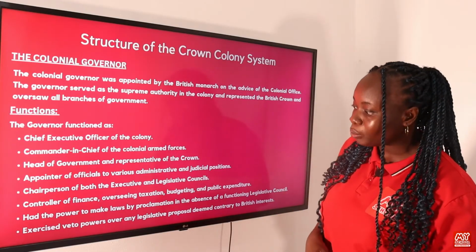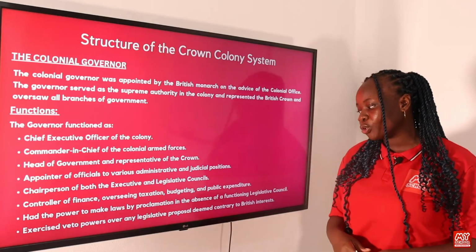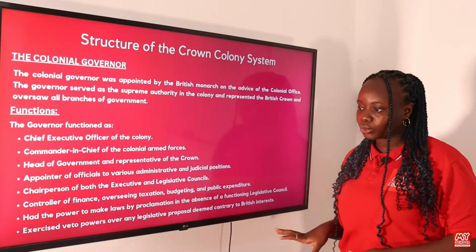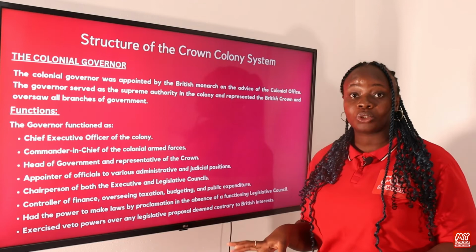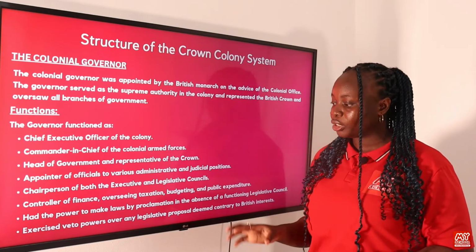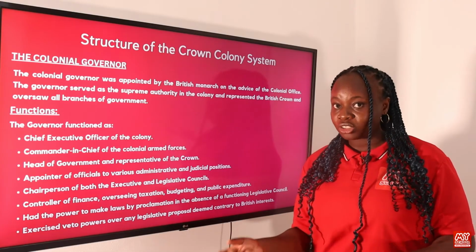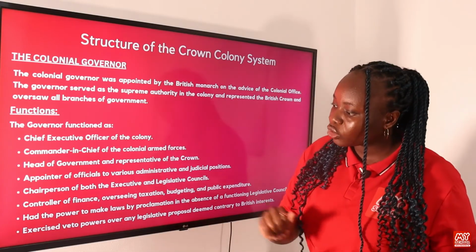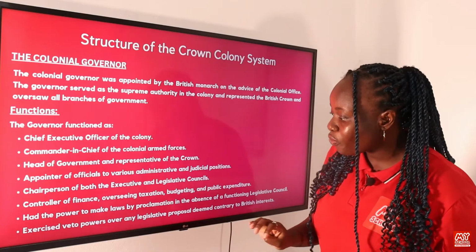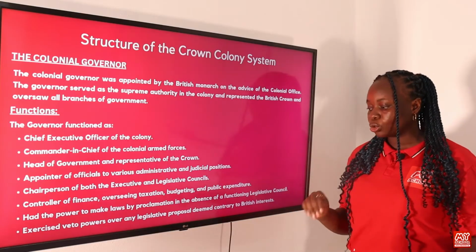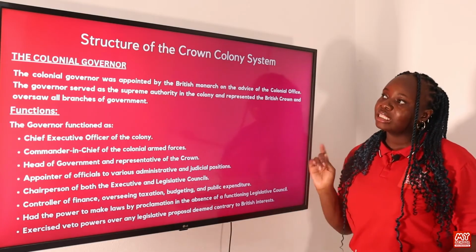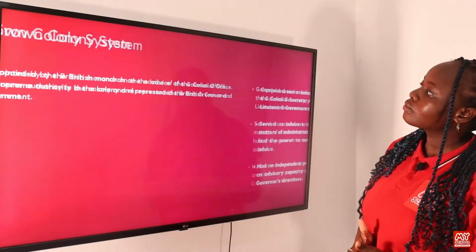He also had the power to make laws by proclamation in the absence of a functioning legislative council. So before the legislative council was created later on in history, they were governing the society by proclamations, still according to the dictates of British law. They exercised veto powers over any legislative proposal deemed contrary to British interests. Now let's move on to the next slide.